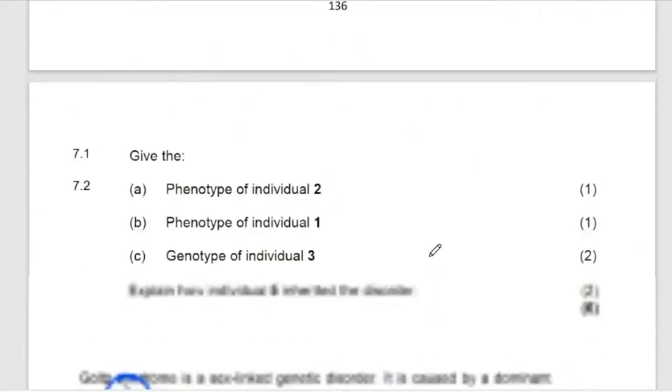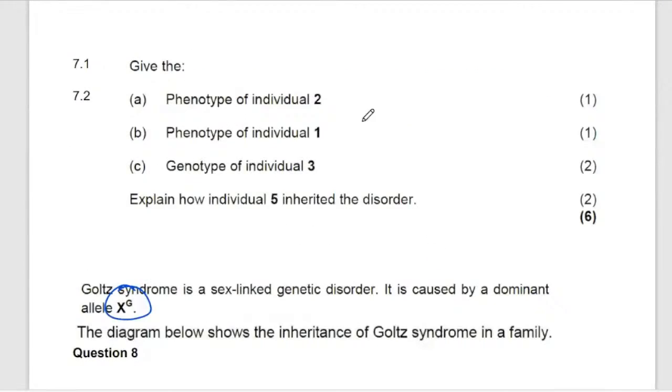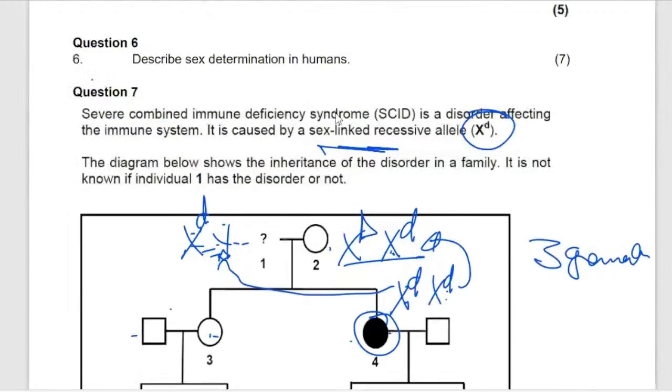Then the phenotype of individual 1: we have identified that this person, because they have produced a kid who is sick, and the sick is like this, therefore one recessive allele came from here, another recessive allele came from here. And remember, this is a male. Therefore, this individual is affected with the disorder.